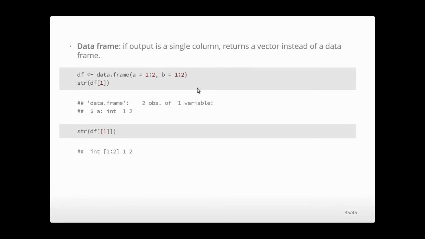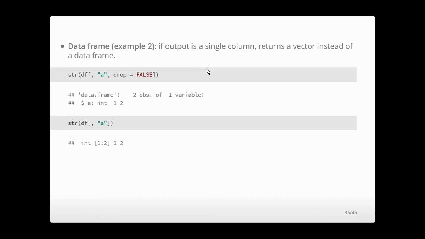Okay, and then with the data frame, if the output's a single column, it's going to return a vector instead of a data frame when you do that, right? So with a data frame, if we say we just want the first column, it's going to preserve it as a data frame. Whereas if we do double bracket on the data frame, it's going to return just the elements there as a vector. And again, the $ notation is like a shorthand for double bracket. So when you use data frame $ something, it effectively turns it into an atomic vector.